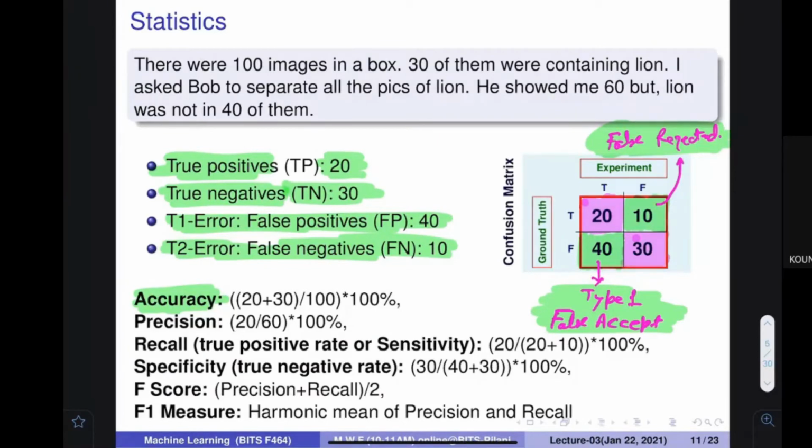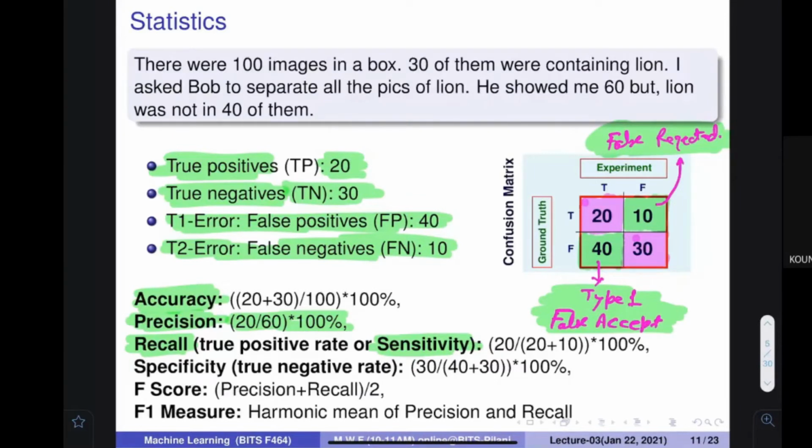Then there is another term, precision. What is the precision? Out of the items that are given to you, how good you are. You gave me 60 items, out of them 20 were correct. So it is 20 by 60 into 100%. What is recall? Recall is also called the true positive rate or the sensitivity. It is 20 divided by 20 plus 10.